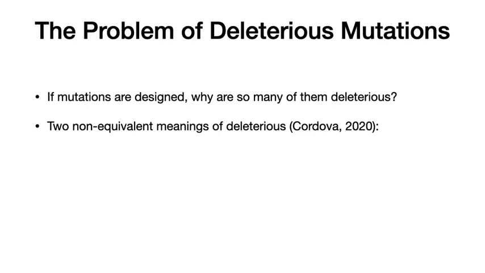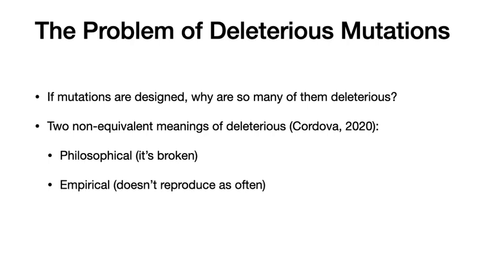Now, I might be tuning it well or badly, but I'm tuning it according to the car's internal parameters. And so there are two non-equivalent meanings of deleterious. One of them is the philosophical meaning, that we broke it. The other is the empirical one, which is just that it doesn't reproduce as often. Once we recognize that not reproducing as often does not mean it's a broken configuration or that it's misfunctioning, it may just be a lesser tuning, right? So we can't use these as proxies for each other.